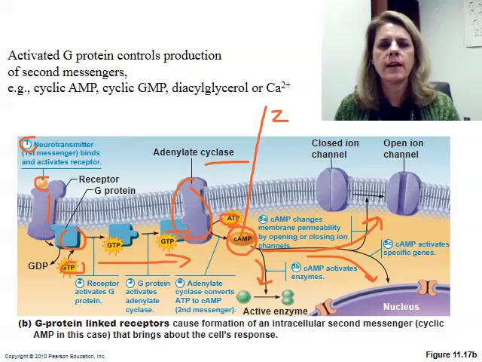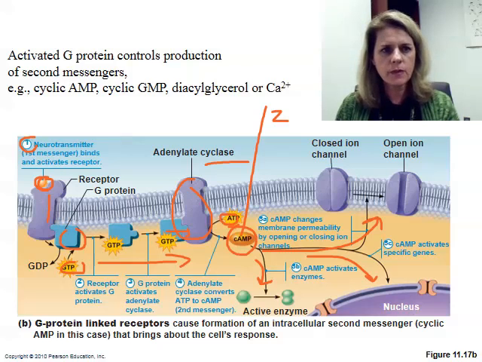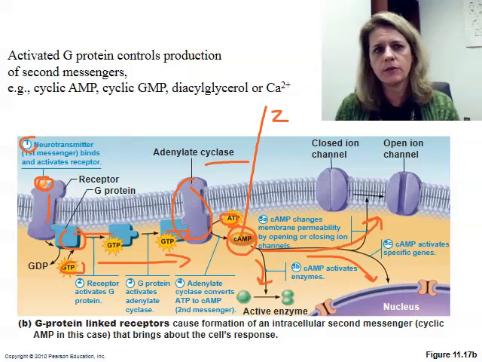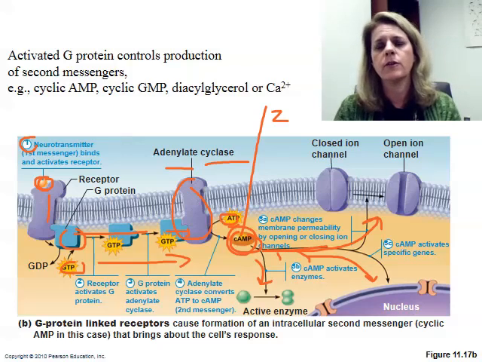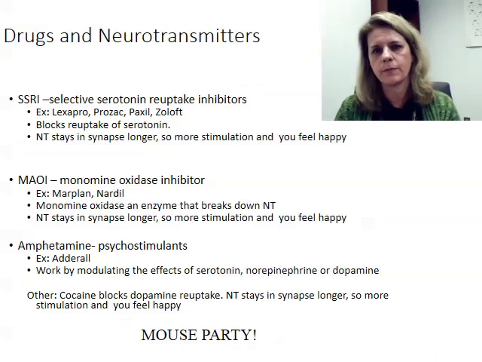So the take-home message is you need to bind a neurotransmitter to a G protein receptor, activate the G protein, activate adenylate cyclase, convert ATP to cyclic AMP, and then cyclic AMP can then do any one of these different effects, okay? And that's the second messenger system, a little bit slower.